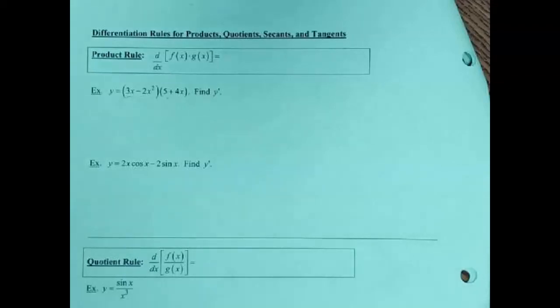Today we're going to be learning how to take the derivative when we have multiplication or when we have division, right? It's called the product rule for the multiplication, quotient rule for the division. Be really careful. It's not super easy, right?